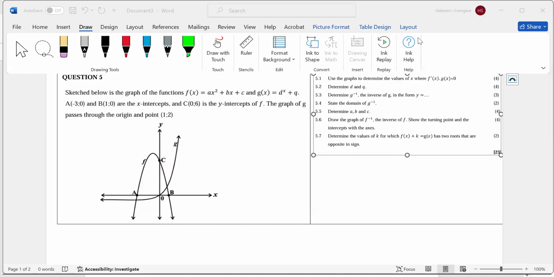How we're supposed to approach. So they say the sketch below is the graph of the function f of x, which is given by ax squared plus bx plus c. And then we also have g of x.